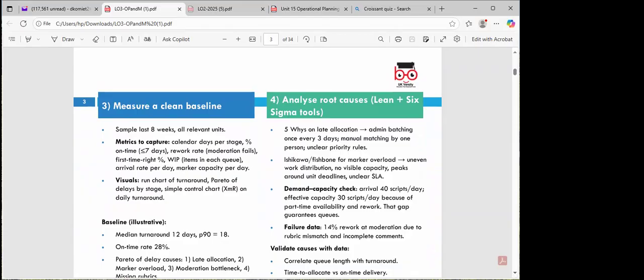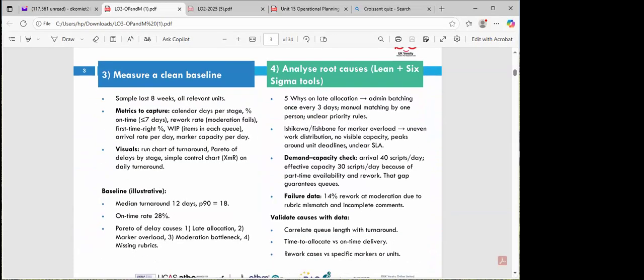And then three, measure a clean baseline. Sample the last 8 weeks, all relevant units. Metrics to capture: calendar days per stage, percentage on time, WIP, what you seek to do. Then you look into visuals: run chart of turnaround, Pareto of delays by stage. We have called Pareto analysis.